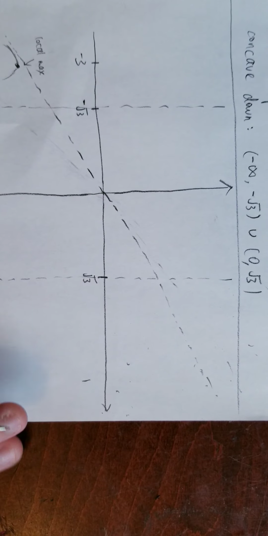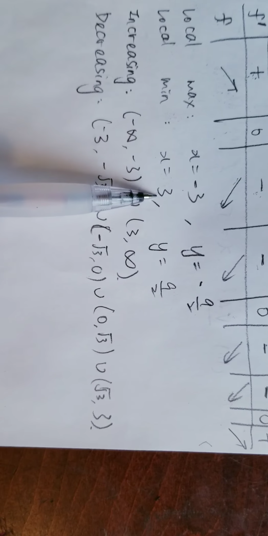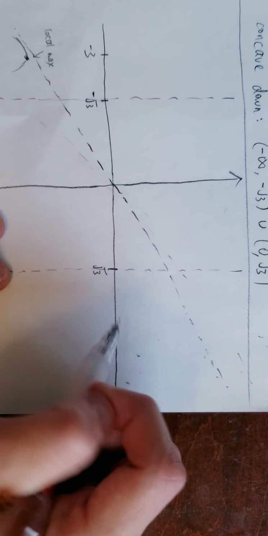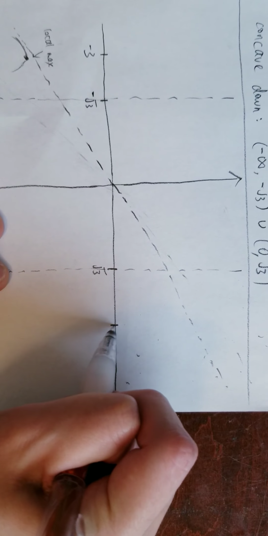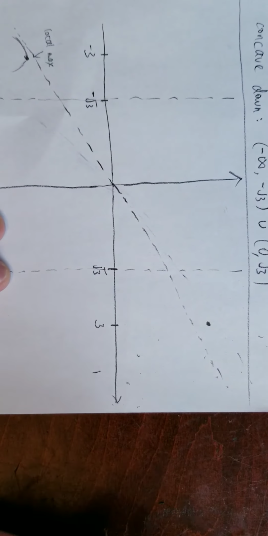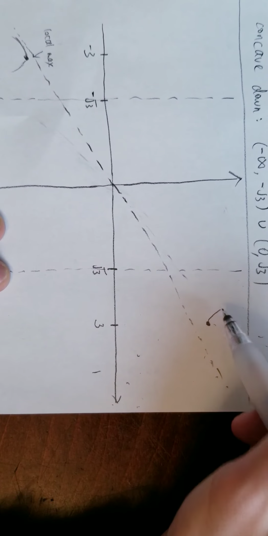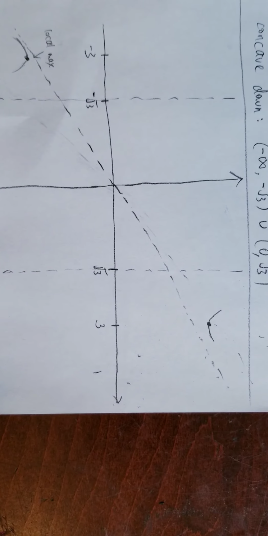And what else do we have? We have a local min. The local min happens when x equals 3 and y equals 9 over 2. So 3 is somewhere here. And around that point, because it's a local min, it should be a U shape like this. So let's leave it like this for now. What else do we have?